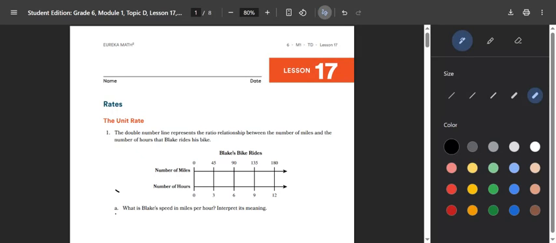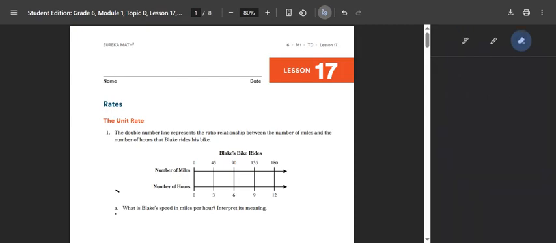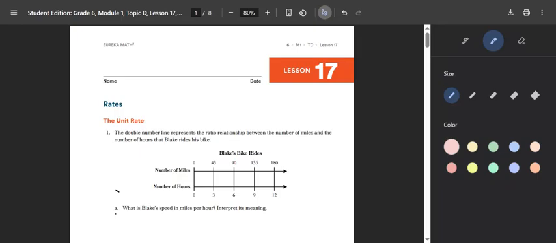Open up your books to page 239. Today we're going to be doing Lesson 17. Lesson 17 is on rates. To be more specific, we're going to be talking about unit rates today.